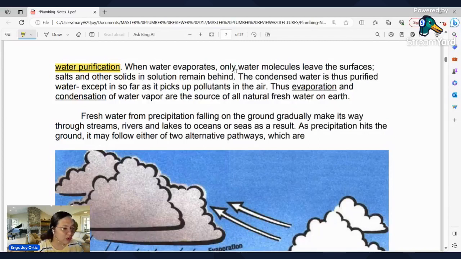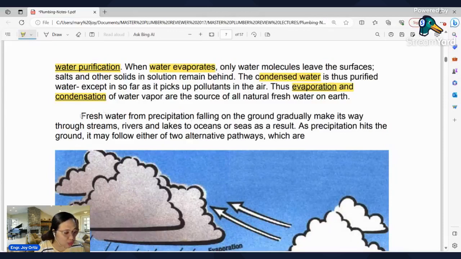So, when it evaporates, the salts and other solids are left behind on the surface. The condensed water is thus purified water, except in so far as it picks up pollutants in the air. Thus, evaporation and condensation of water vapor are the source of all natural fresh water.